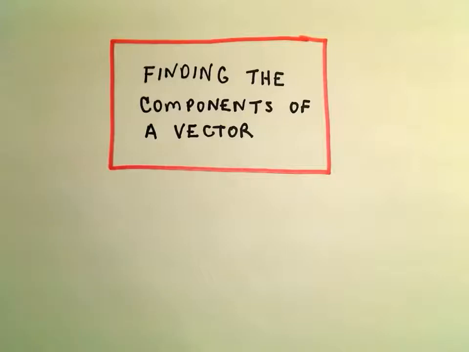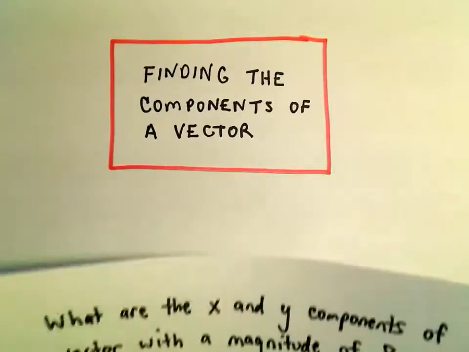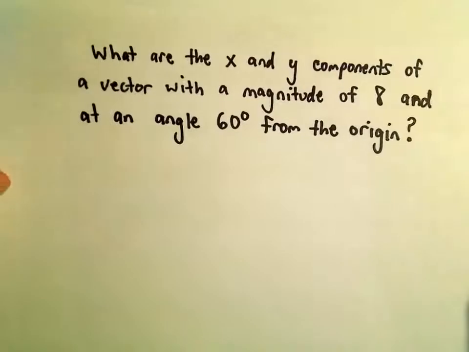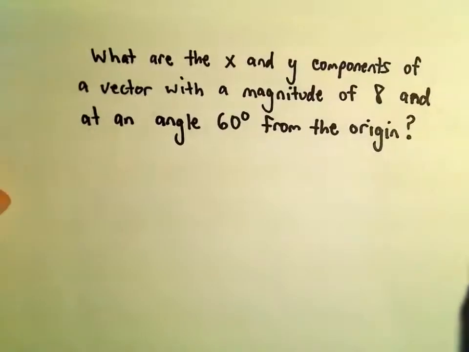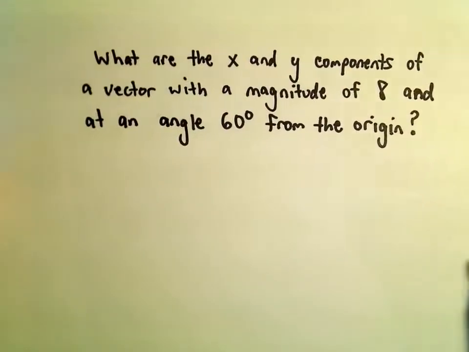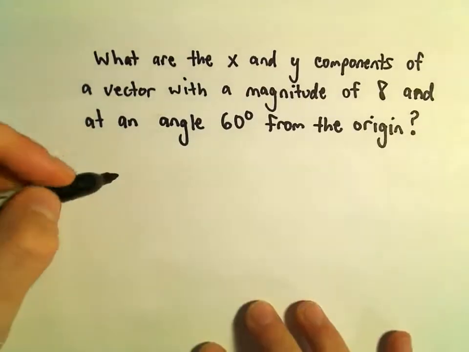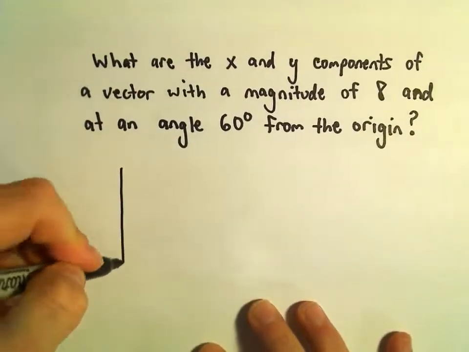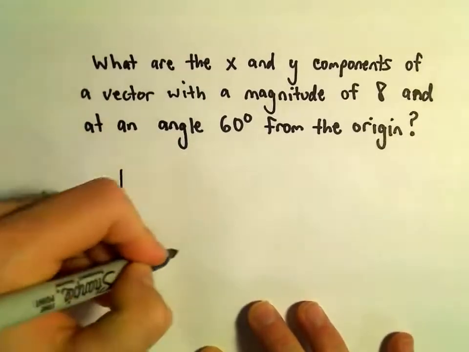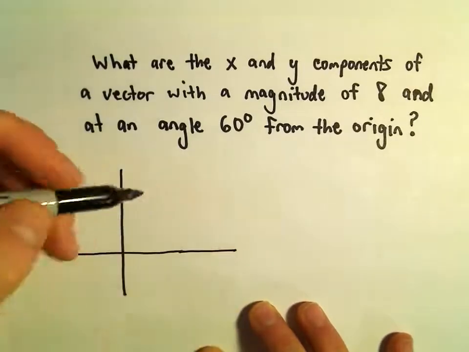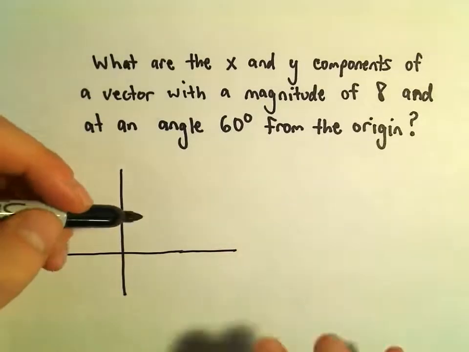Alright, in this video I want to talk about finding the components of a vector, and what we'll do in this case is we'll be given the magnitude and the direction angle, and from there we'll have to figure out the components. So the way I typically like to do these is just use a little bit of trigonometry here.